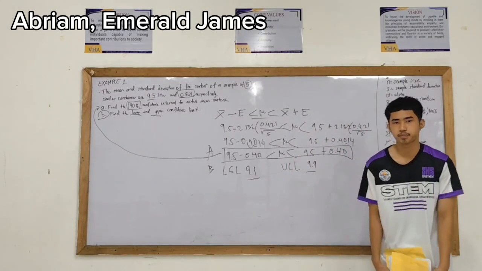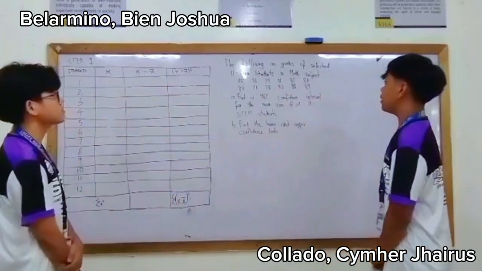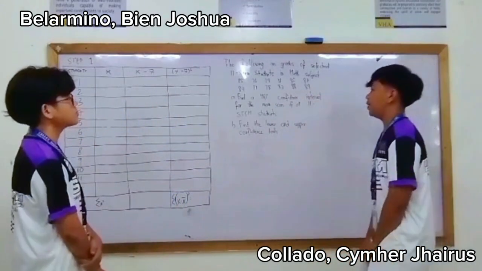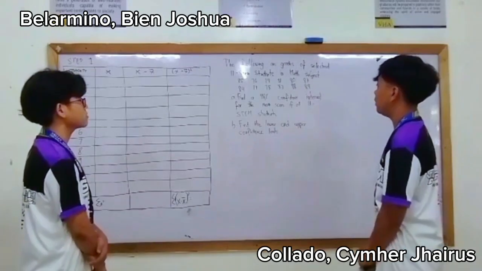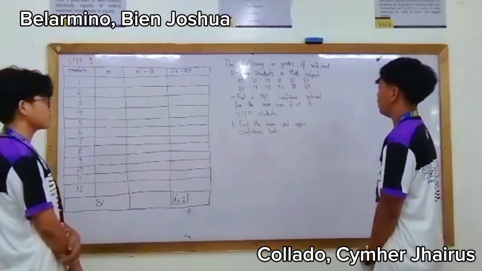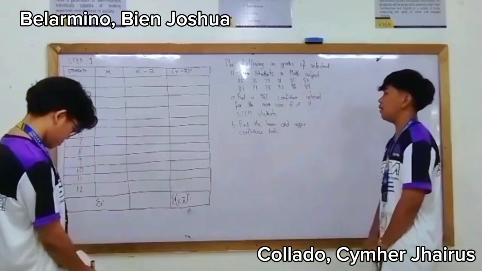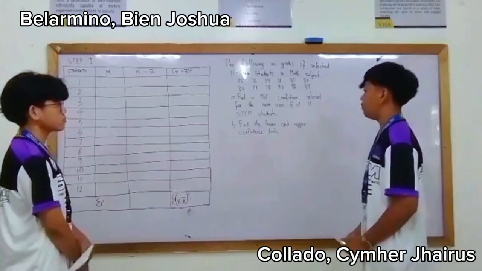That's it. And let's have the next example. The following grades were selected from students in a math subject: 85, 76, 79, 81, 80, 87, 84, 77, 78, 83, 88, 89. So all you have to do is find the 98% confidence interval for the mean score of the students, and find the lower and upper confidence limits.